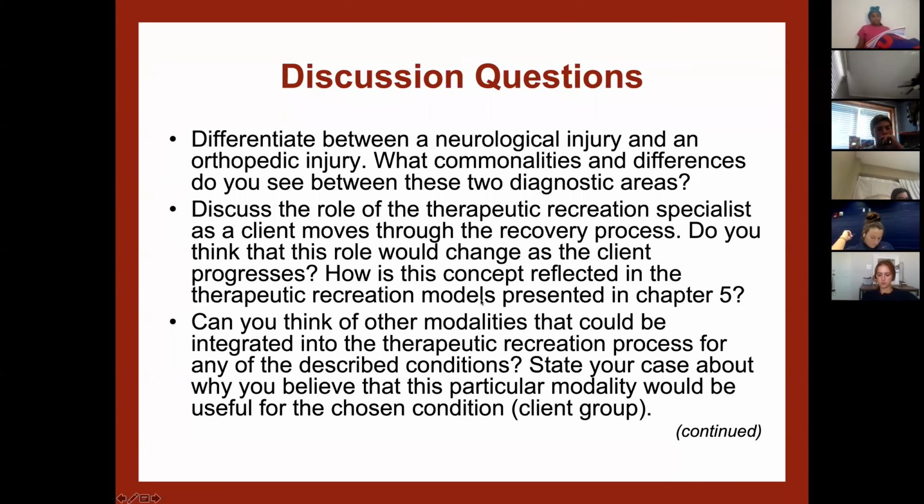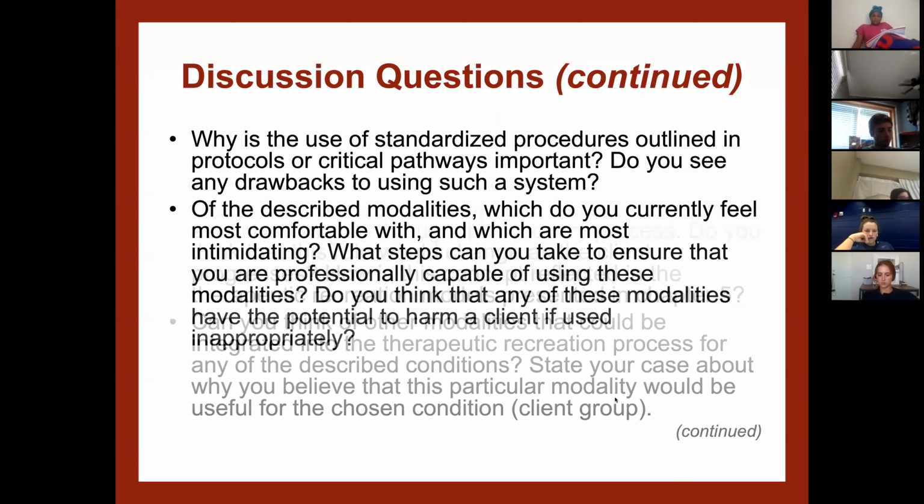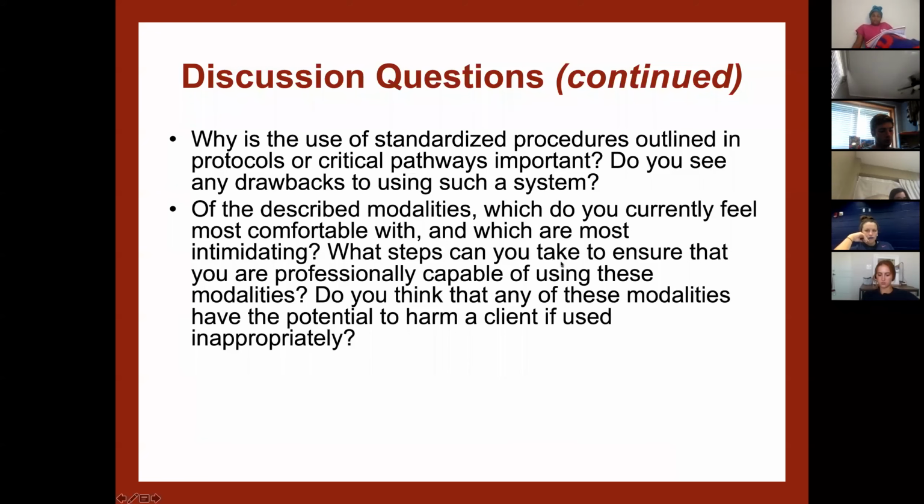One thing when you're working in rehabilitation, and it's on this very last bit here: do you think that any of the modalities that we could use have the potential to harm a client if used inappropriately? They could be. Almost anything you do could harm someone if it's used inappropriately or done in an improper way. Say a sensory stimulation situation. If you're in a sensory room and you've got a laser light show going on and it's hitting someone in the eye over and over, you could have some damage to the eye.